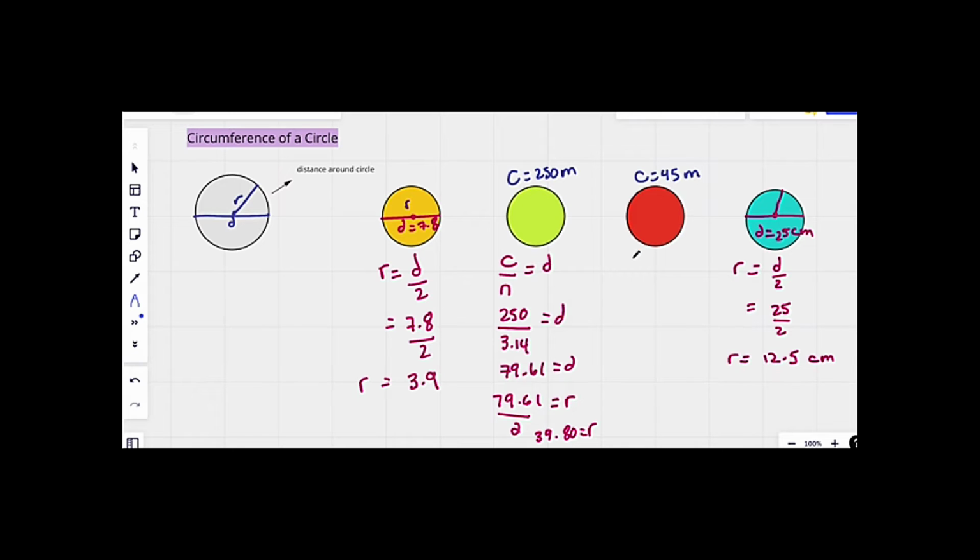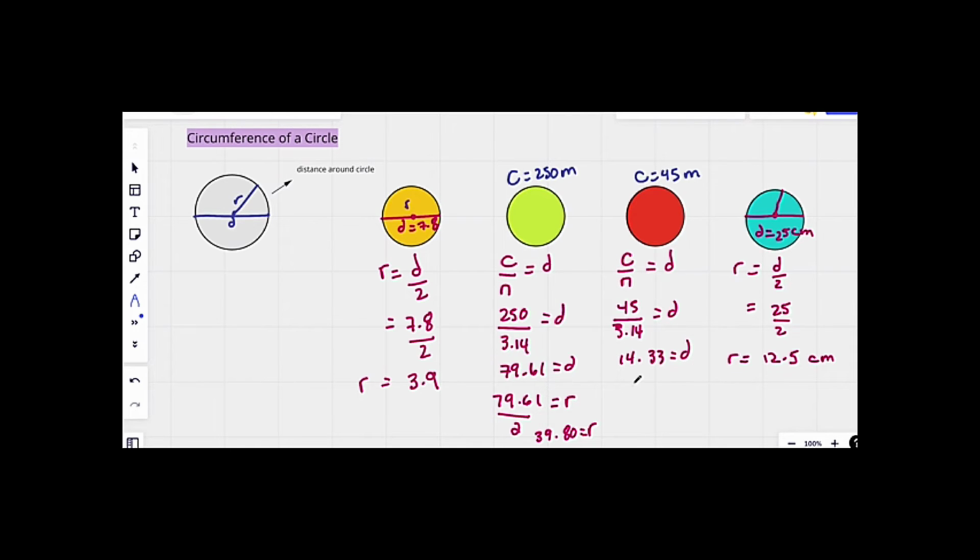Okay, let's try this one. So we've got 45 as our circumference. How do we get our diameter from there? Well, the easy way is with the formula of C over pi equals D. So C is 45 over pi, which is 3.14. That's going to give us our diameter. And so 45 divided by 3.14, we get 14.33. That gives us our diameter.